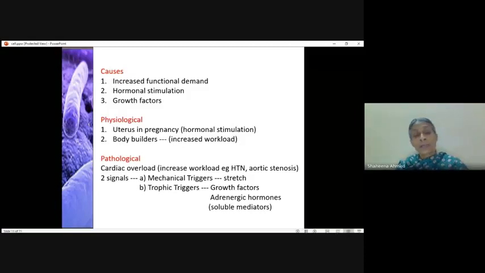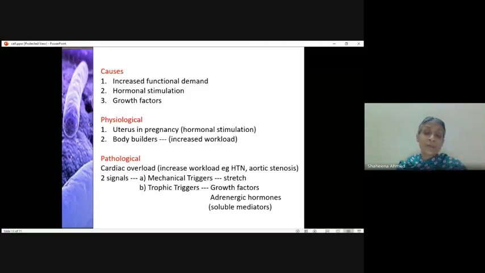Pathologically, if you look, I would say the most common example that you're going to see is cardiac overload, where the heart hypertrophies. That is due to increased workload onto the heart.